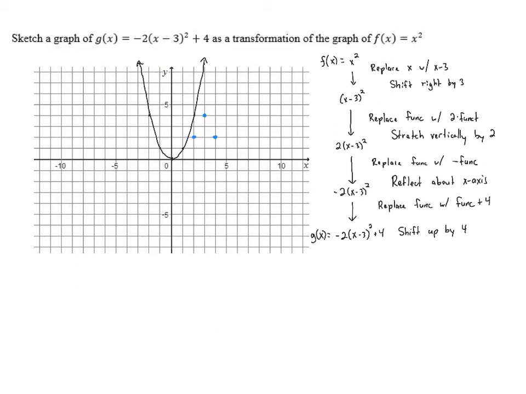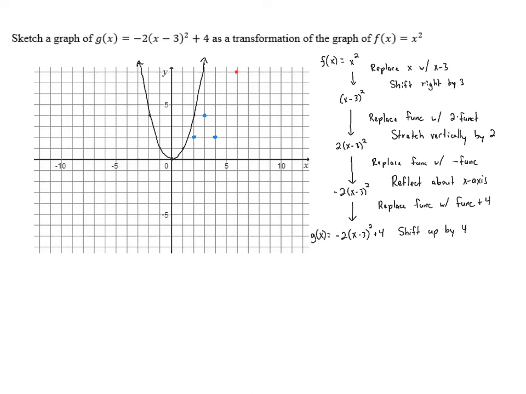All right, let's keep going. We've got this point right here, 2, 4. Let's put it through all of these transformations. First, it shifts to the right 3 units. So 1, 2, 3 to right here, 5, 4. Then we stretch it vertically by a factor of 2. So it goes from 5, 4 all the way up to 5, 8. It's doubled its height. Then we need to reflect it about the x-axis.